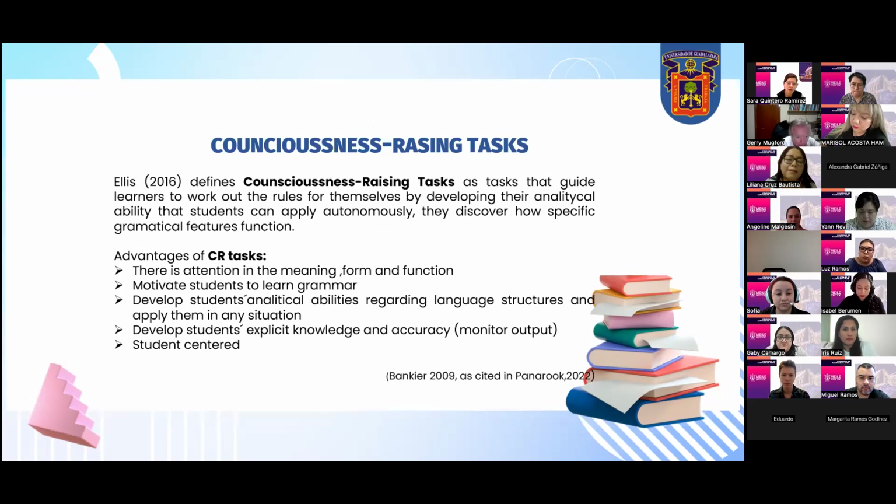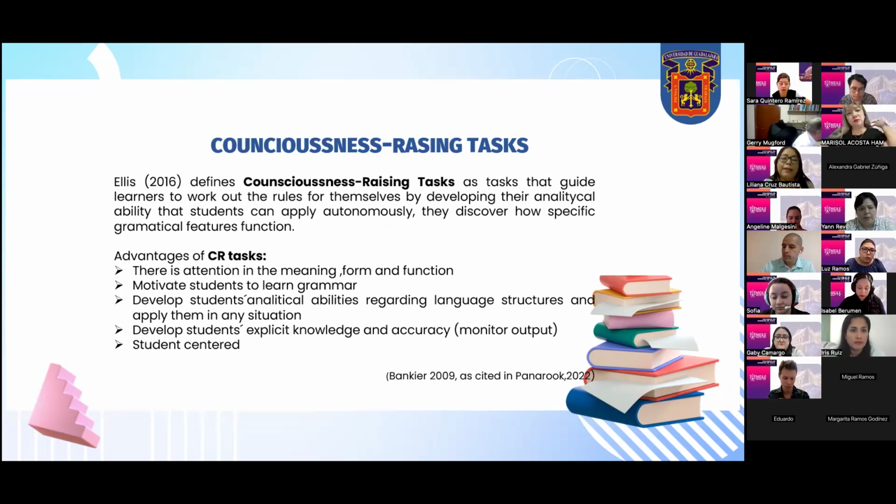Consciousness raising tasks can be defined as a set of activities that guide learners in order to uncover the role of the grammatical structures. The idea is that they can work with their analytical abilities and that they can notice, understand, and later they can apply these rules in oral or written production.